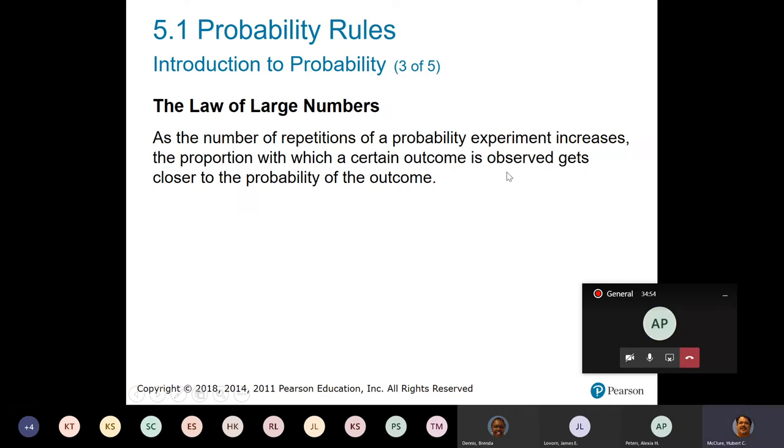Law of large numbers. Now, they had a story in a book a long time ago about this. And the story was that there was these two MIT students. And they took a roll of quarters and they measured each one of those quarters. And I'm not talking with a yardstick. I'm talking they measured the weight to the 10,000th of a gram.